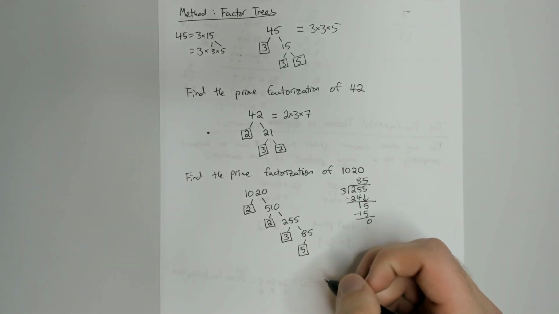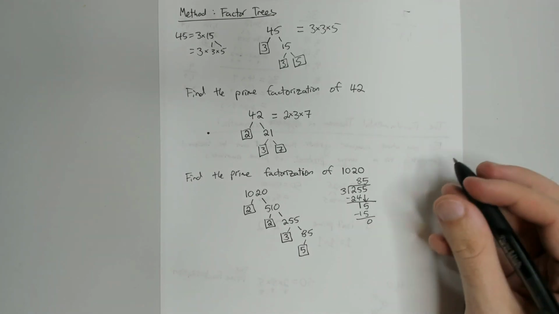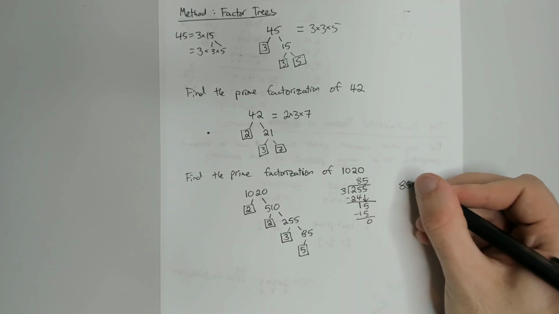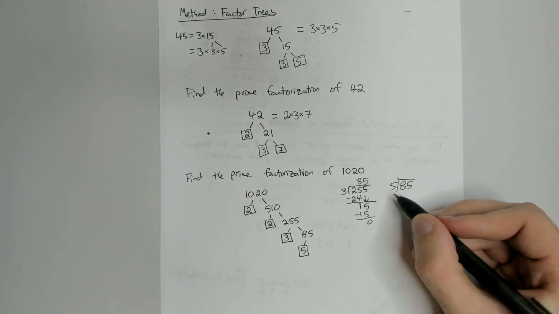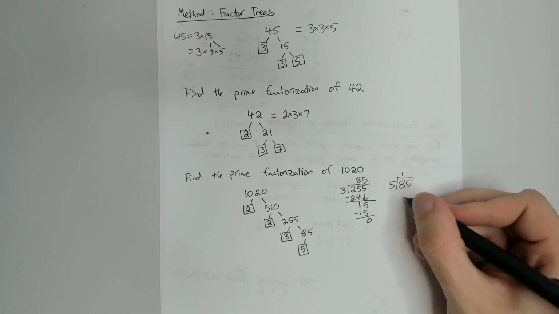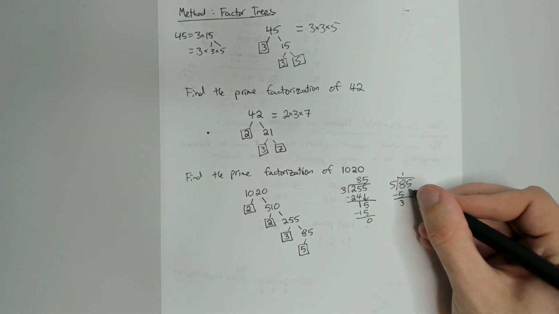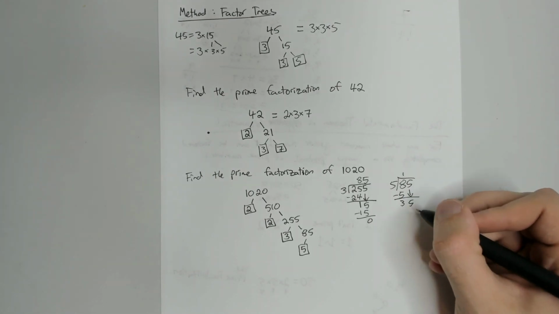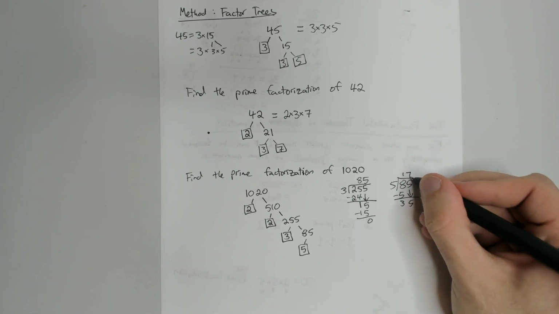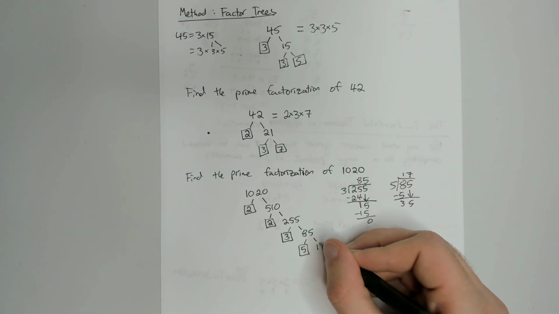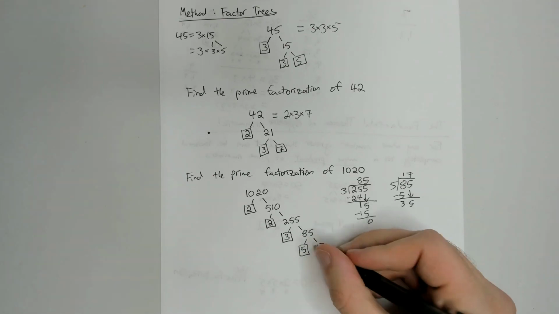And 5 times what gives us 85? Well, we could do it on the side again if we want. So we do 85 divided by 5. How many times does 5 go into 8? It goes in once. We subtract off 5. We get a 3. We bring down the 5, and we get 35. How many times does 5 go into 35? It goes in 17 times. So we get that 5 times 17 gives us 85.